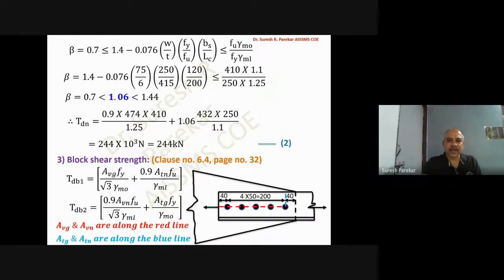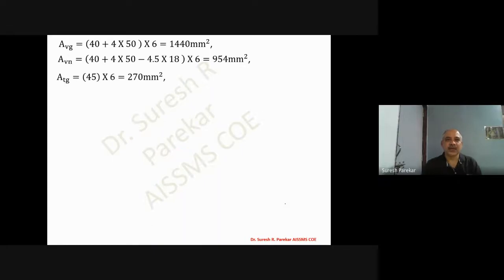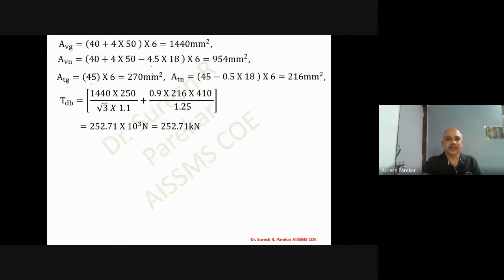And then from this we are going to find these values. So we have AVG 1440 millimeters square. AVN we have 5 bolts, but for the last bolt we have to take half. This we have already seen in the last problem, and therefore we have AVN 954. ATG we have 45, as I have shown: 100 minus 55 we have 45, and then we have half a bolt subtracted from this, because from the center of this bolt to the other edge we have 216, and we substitute these values.